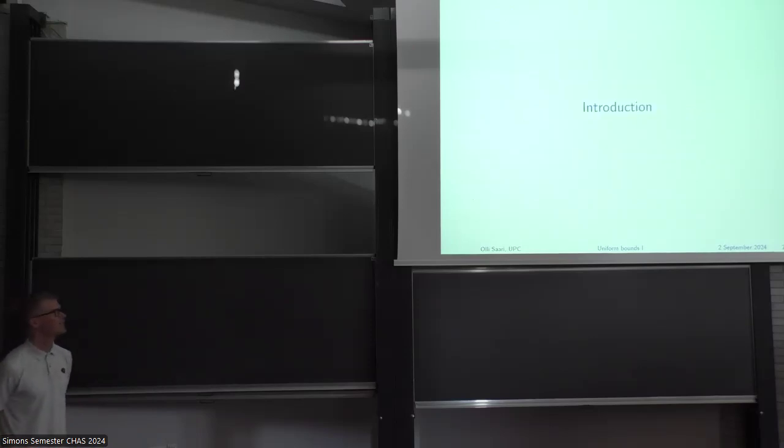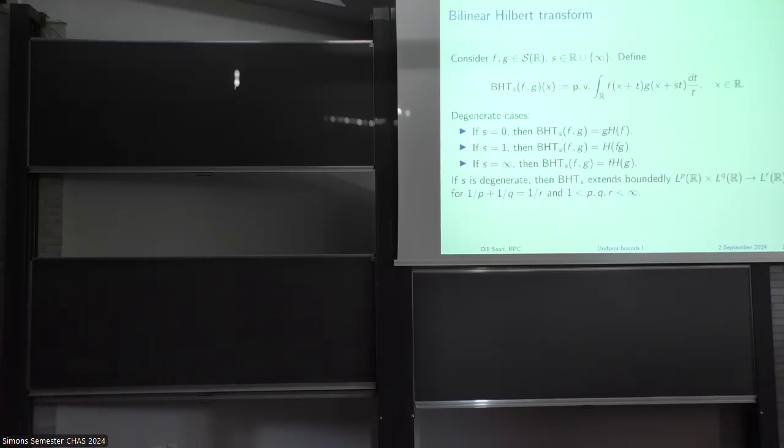Okay, so let's start with the introduction. What is the bilinear Hilbert transform, in case you haven't seen it? It's a bilinear operator, so we take two input functions from, say, the Schwartz class. I don't want to go into technicalities, so as nice as you can imagine. And then we take a parameter, which, to start with, let's take to be a real number. And then we define the bilinear operator, BHT_s, as this principal value.